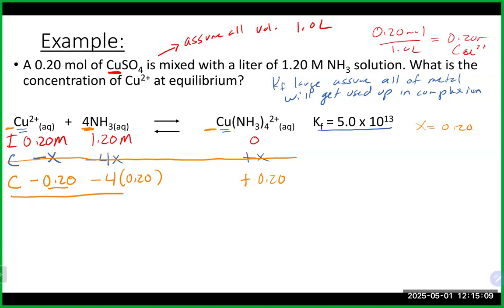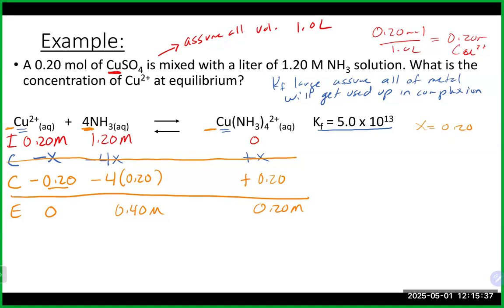At this point, we're going to carry everybody down. We're going to get 0 here for our copper. We will end up with 1.2 minus 4 times 0.2. I take my scientific notation off. That's going to get us a 0.4 molar, and we'll have a 0.2 molar at this point. First off, any questions on that ice table?